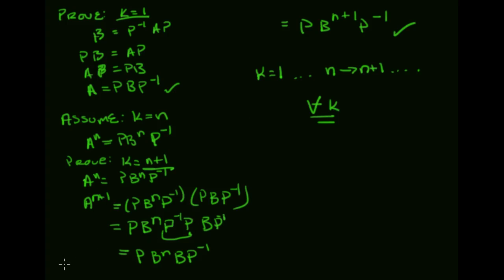Okay, so problem 7 says that we want to prove that if A is similar to B, then the determinant of A has to be equal to the determinant of B. So we're going to start with A similar to B. Okay, so this implies that there exists a P such that A is equal to P inverse B P.